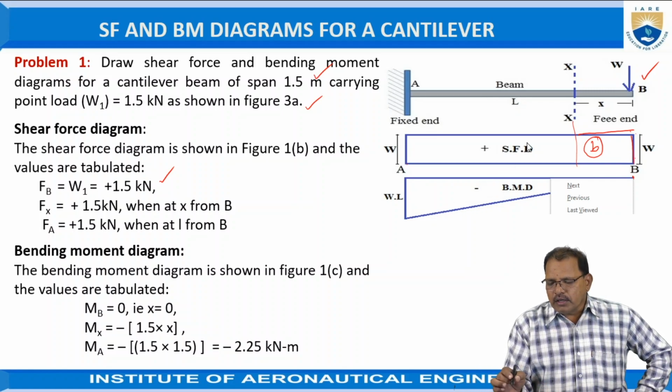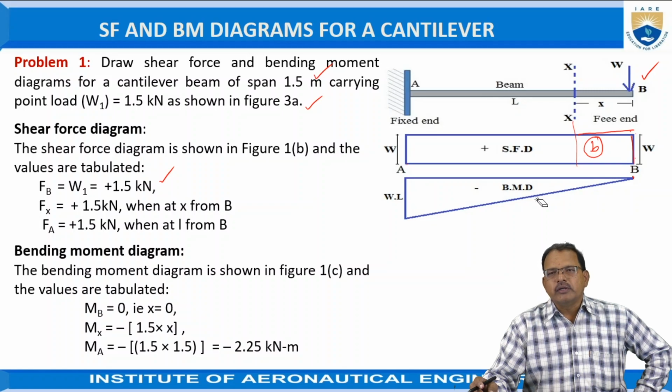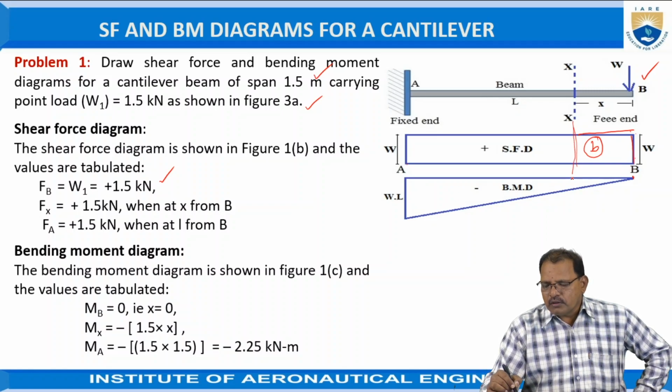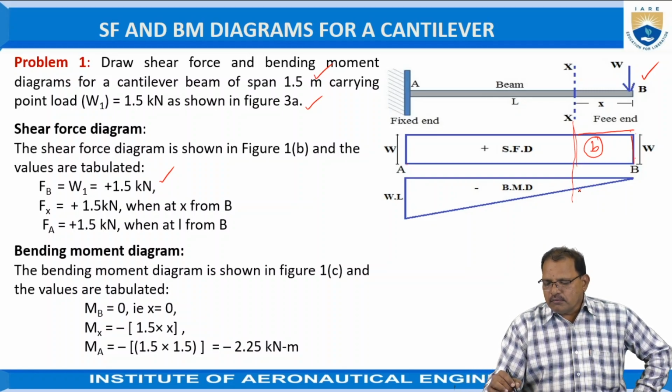So again at a distance of x from point B, the bending moment is equal to W into x. It is treated as negative because of hogging effect. But here, at a distance of x, bending moment W into x means it is linearly varying with respect to x, or proportional to x. Hence, it should be a straight line representing 0 to W into x.